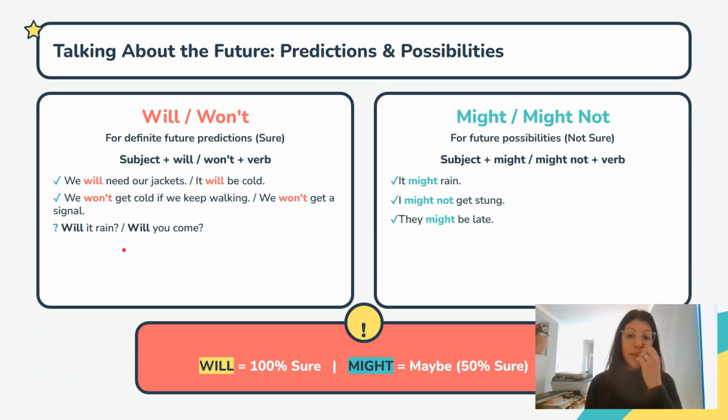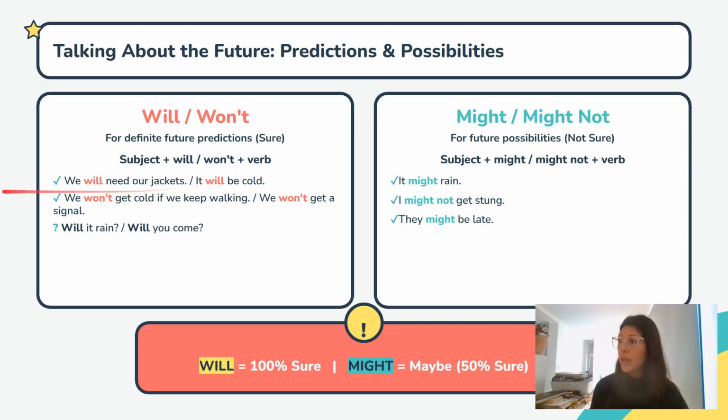Then we can have some other types of futures, like when we make predictions. That is, when we believe something is going to happen, and we can express also possibilities. We make predictions when we have some evidence, we are a little bit sure, using will or won't in the negative. And these are for definite future predictions when you are sure about that, but you don't have a plan from before. Here we use the subject, will or won't for the negative and the verb in the base form.